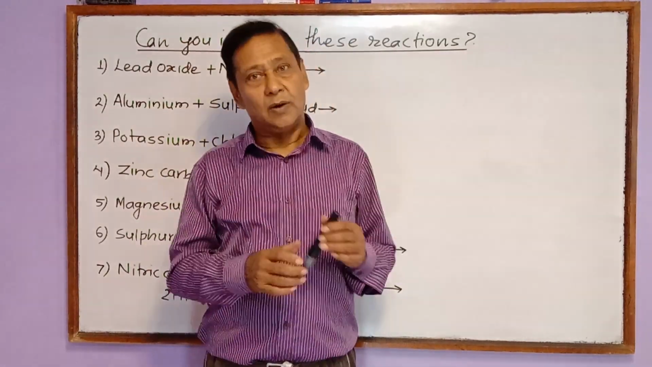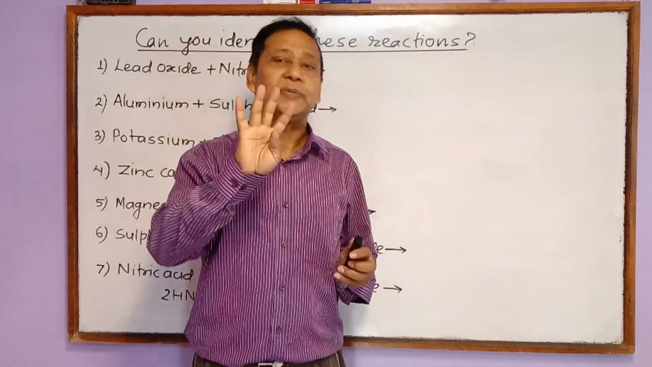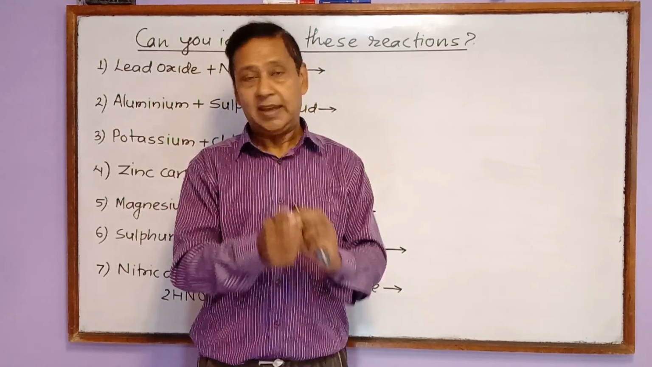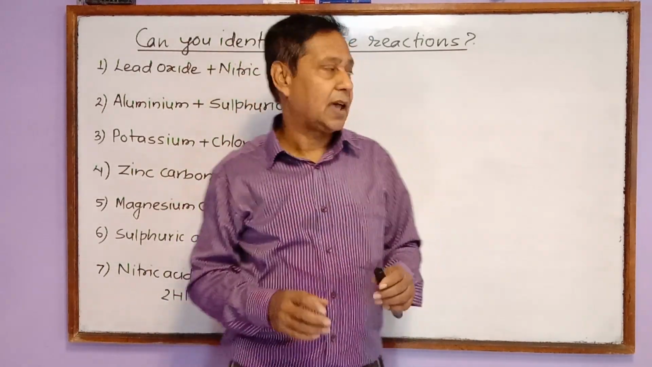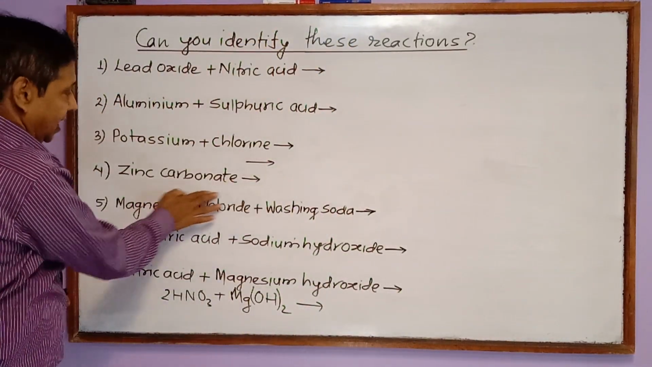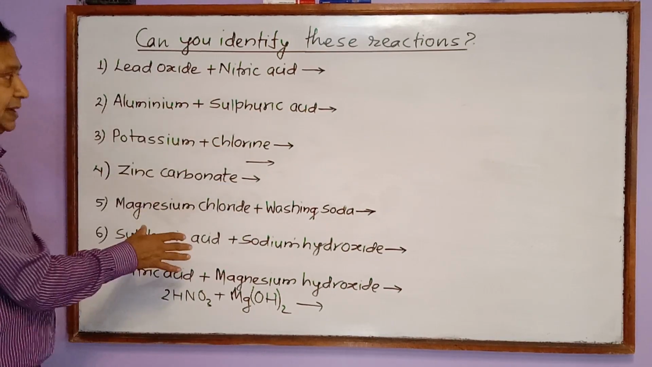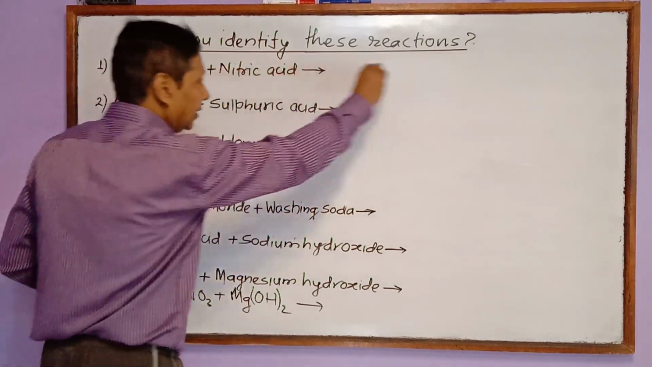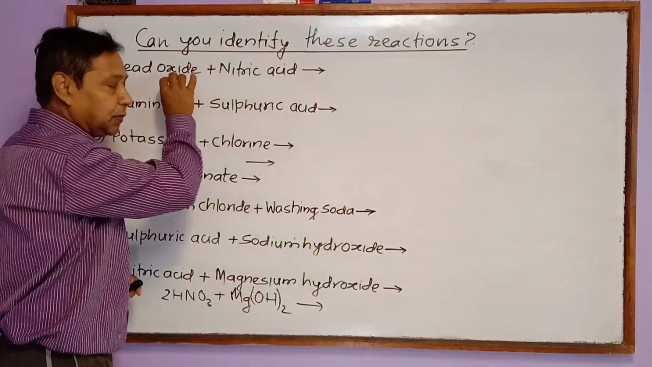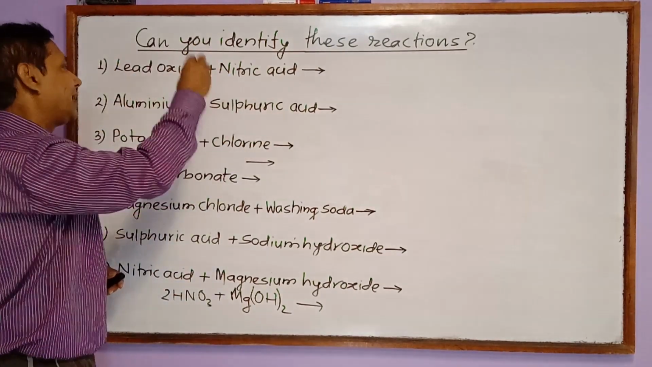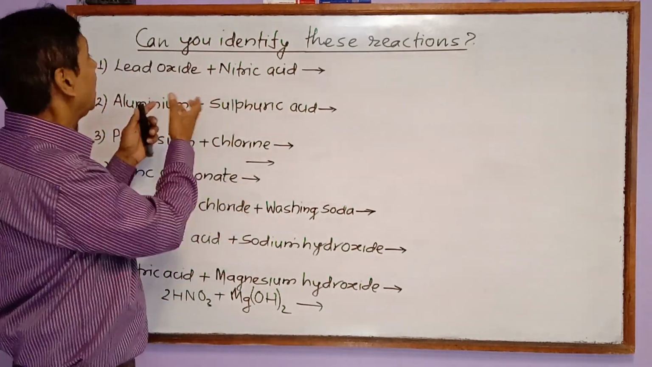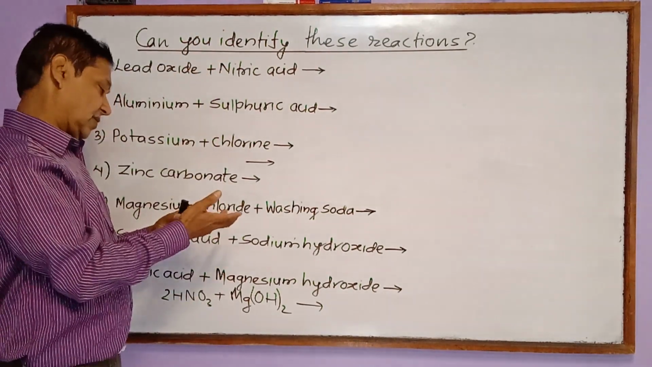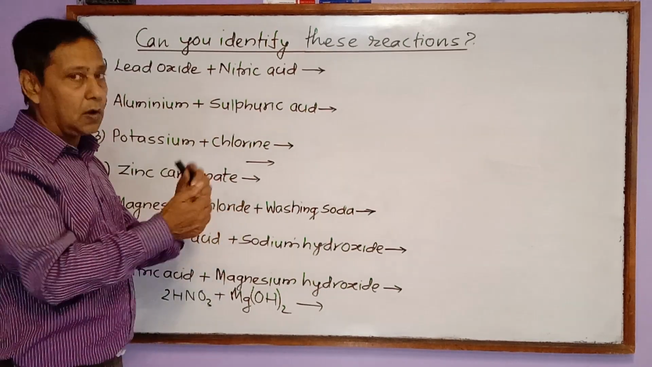Today's class is focused on the identification of four basic types of reaction: combination reaction, decomposition reaction, displacement reaction and acid-base reaction. For this I have taken some reactions, and only the reactant side is given. Looking at these, we are going to complete the word equation first, then write the formula equation, then write the balanced chemical equation, and identify which type of reaction it is, either combination, decomposition, displacement or acid-base reaction.